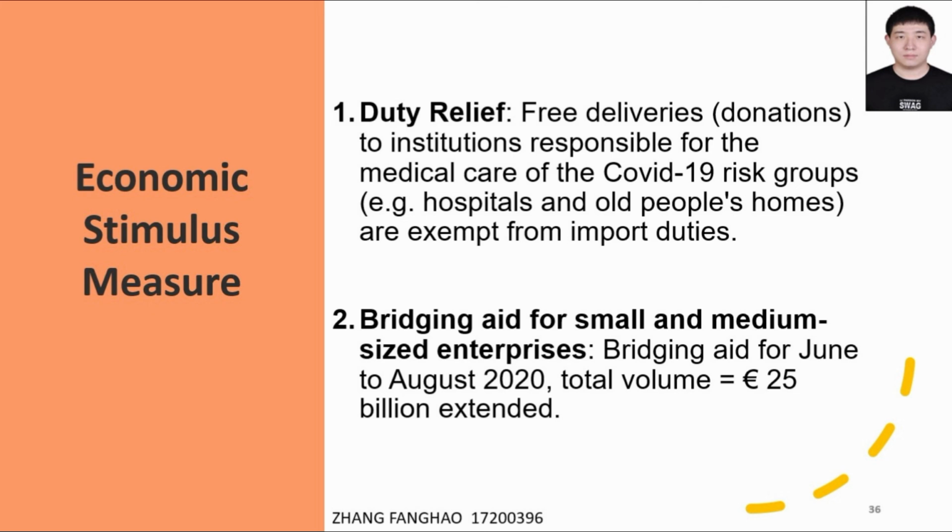which is intended to efficiently handle the shortage of medicine and medical equipment and decrease the cost of both countries and patients. For the sake of lower unemployment ratio, the local government also provides the aid to small and medium-sized enterprises. Total volume of $25 billion were extended from June to August this year.